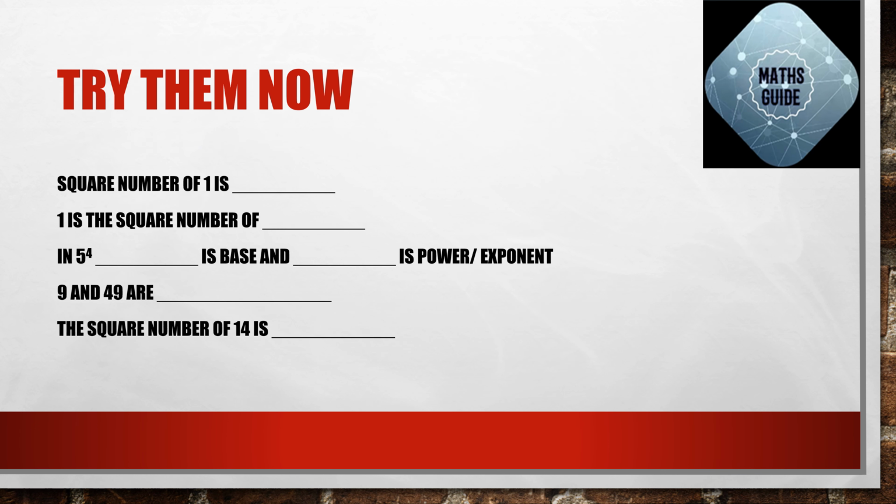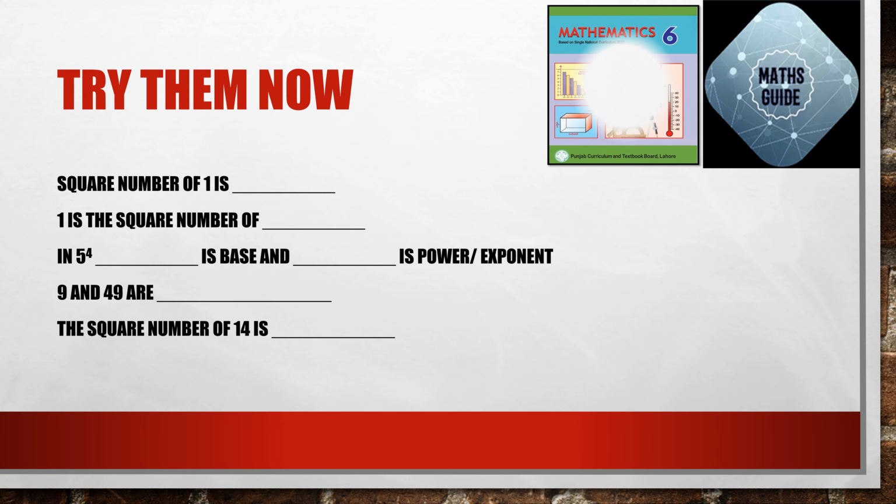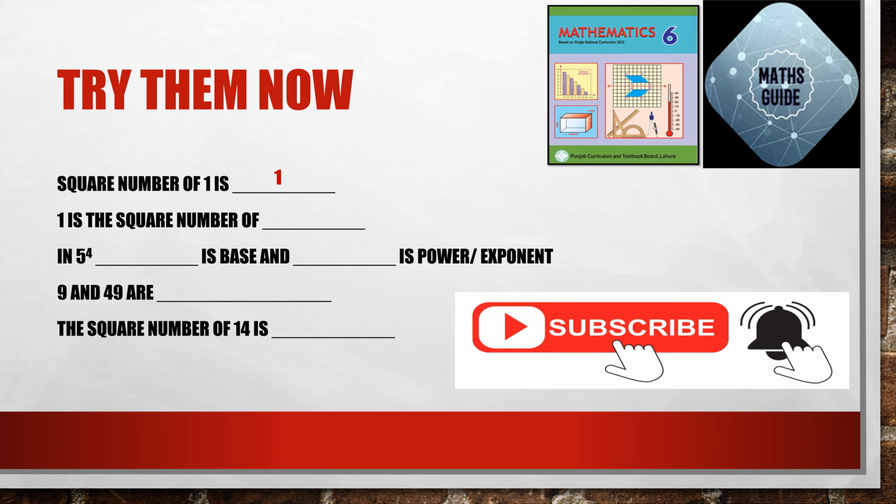Let's try these questions now. The square number of 1 is 1. 1 is the square number of itself. In 5 with the power 4, 5 is called the base and 4 is its power or exponent. 9 and 49 are square numbers because 9 is the square of 3 and 49 is the square of 7. The square number of 14 is 196.